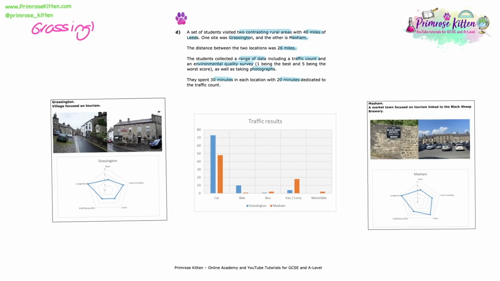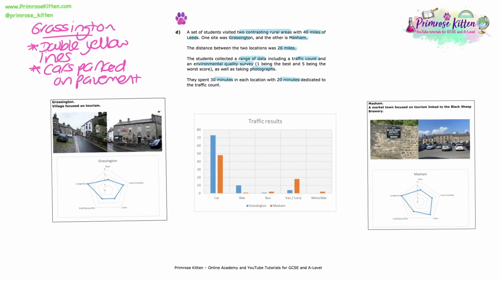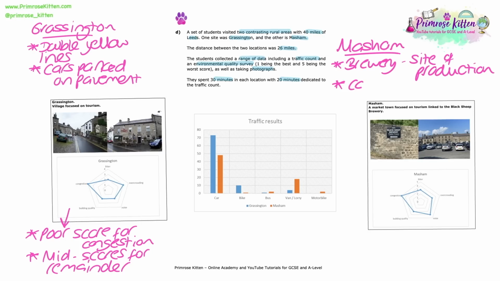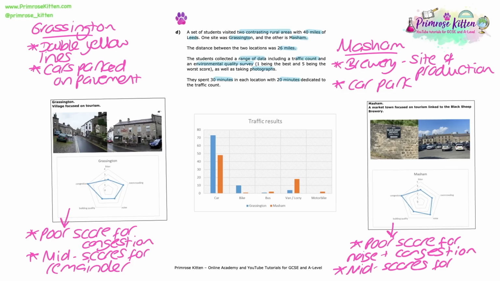Reviewing the data for Grassington, we can see from the images that there is a narrow road with double yellow lines on either side and parking on the pavements. The environmental quality survey shows that it scores poorly for congestion, with mid-range scores for the remaining categories. The images for Masham show us the Black Sheep Brewery, with a car park possibly containing both workers and tourist cars. The environmental quality survey shows poor scores for noise and congestion, with mid-range scores for the remaining categories.